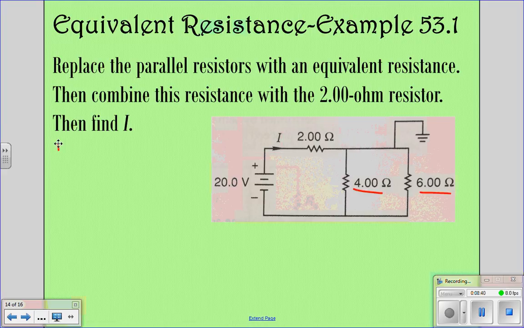So to find the equivalent one, we're going to use the reciprocals. So 1 over the equivalent one is going to be 1 over 4 plus 1 over 6. And so you're going to add those 2 together. Those have a common denominator of a 12. So this can be 3 over 12 plus 2 over 12, which is 5 over 12.